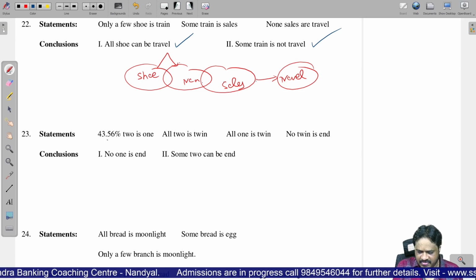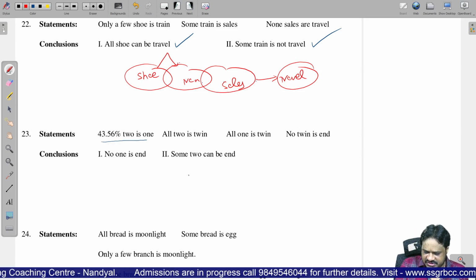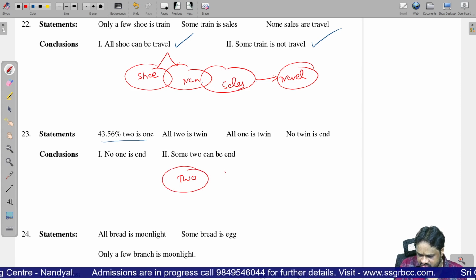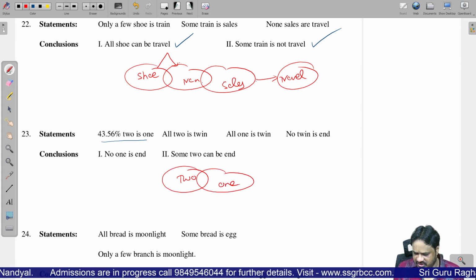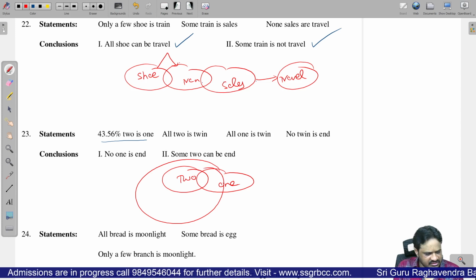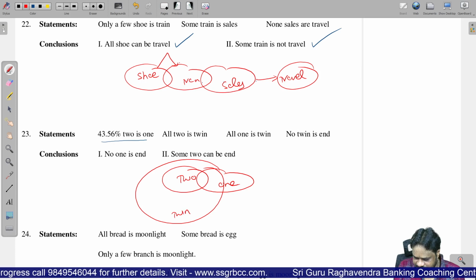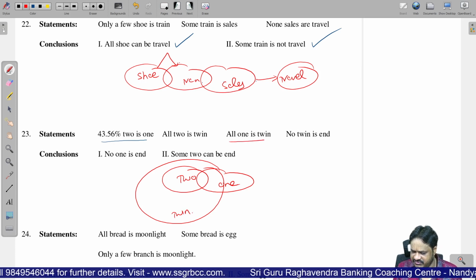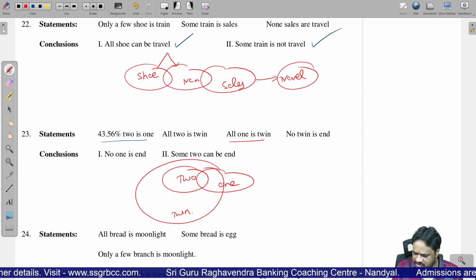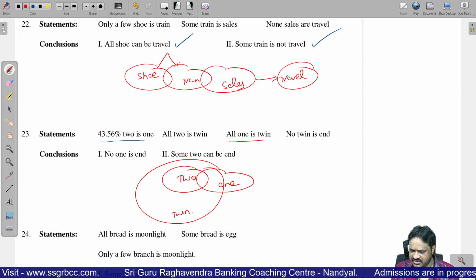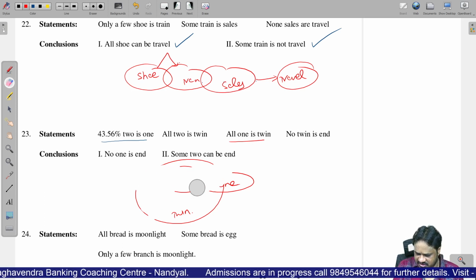The next one. Some 2 is 1. All 2 is twin. All 1 is twin. So here, some 2 is 1. That means some 2 is 1. Then all 1 is twin is given. Okay, this is wrong. Let us draw one more thing.